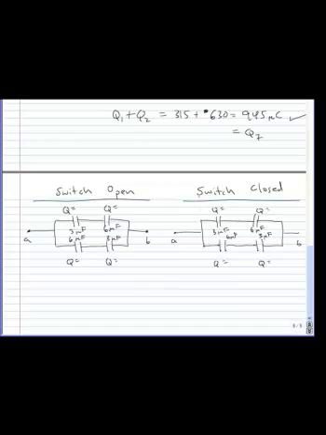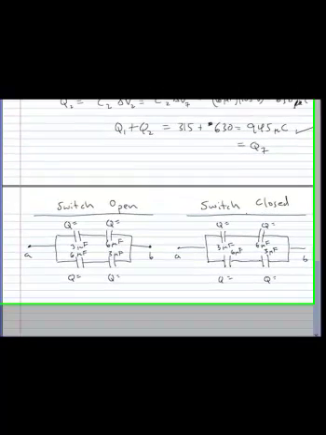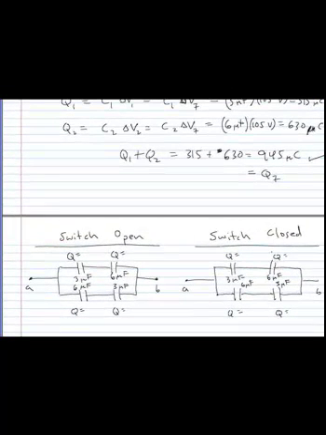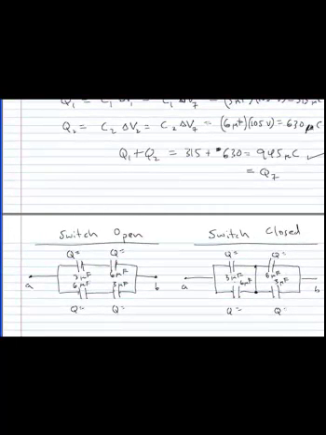Okay, I've taken the liberty to draw what the circuits look like when the switch is open and when the switch is closed. There. Now I've got the switch closed. So when the switch is open and when the switch is closed, we've got the 3 microfarad and the 6 microfarad capacitors, and same in the other case.